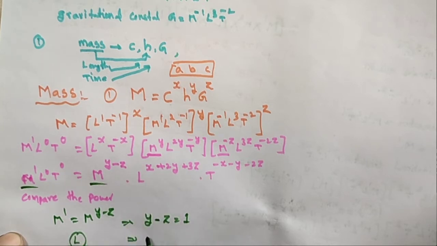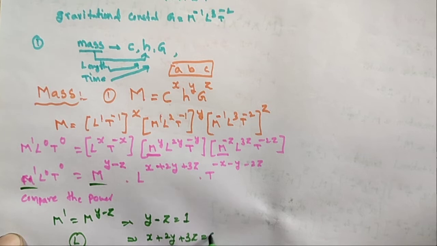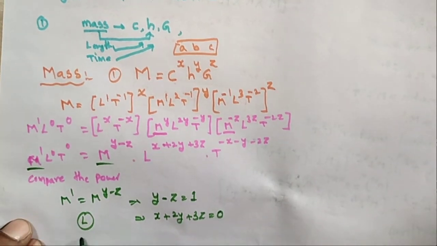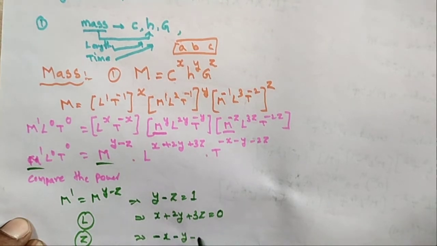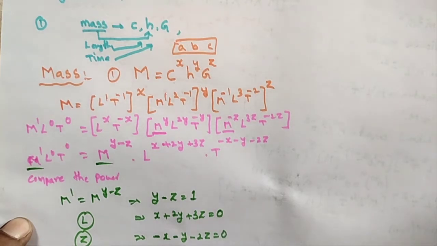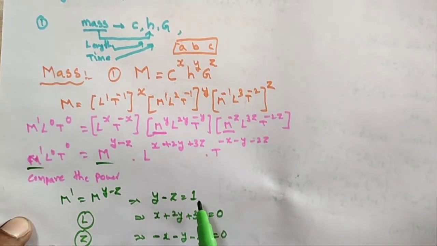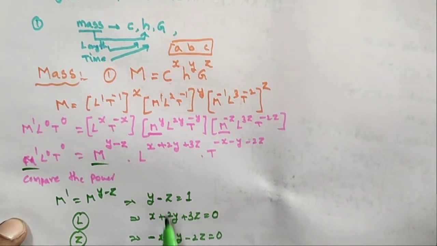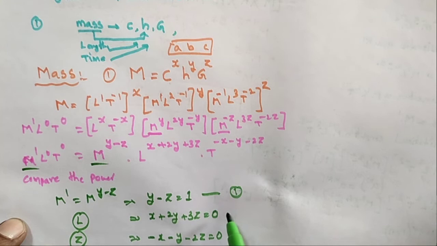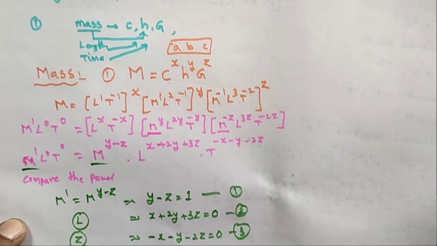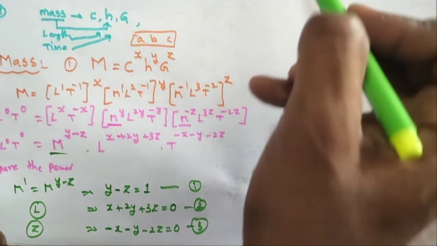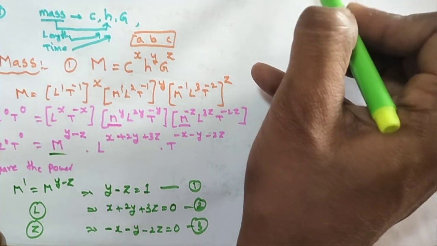Comparing the equations, x plus 2y plus 3z is equal to 0. Comparing z values, that is minus x minus y minus 2z is equal to 0. So here y minus z is equal to 1, x plus 2y plus 3z is equal to 0, minus x minus y minus 2z is equal to 0. I am taking this as equation number 1, this is equation number 2 and equation number 3. By using some mathematical calculation, you solve these 3 equations.